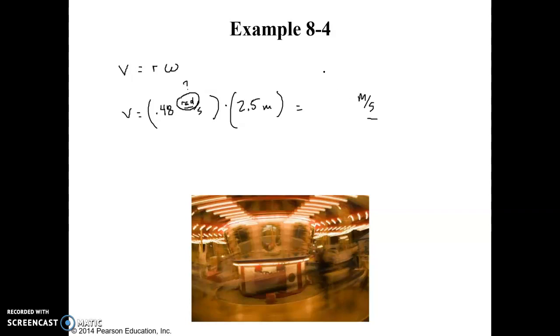And the actual numerical value here of 0.48 times 2.5 is 1.2. So if you're traveling on this carousel and suddenly your carousel horse were to break free and go in a straight linear direction, that velocity would be 1.2 meters per second.